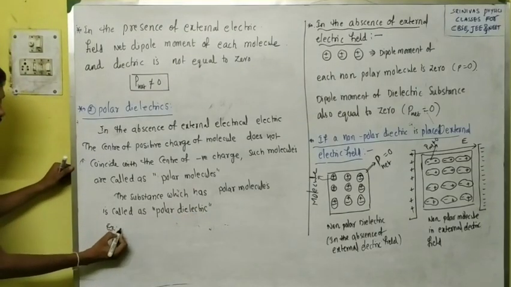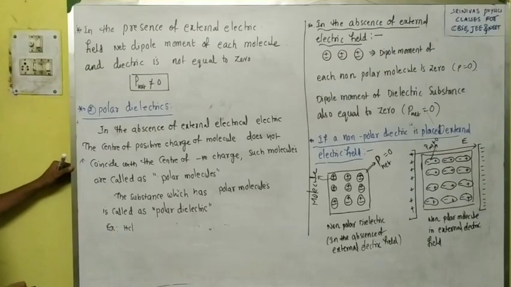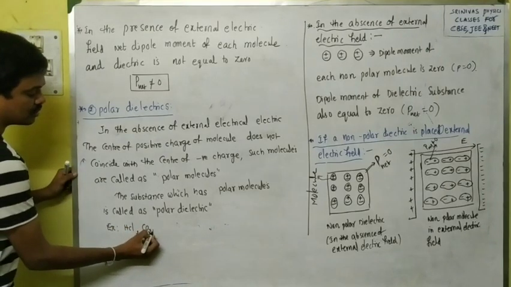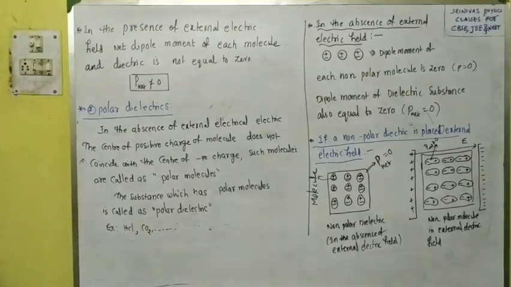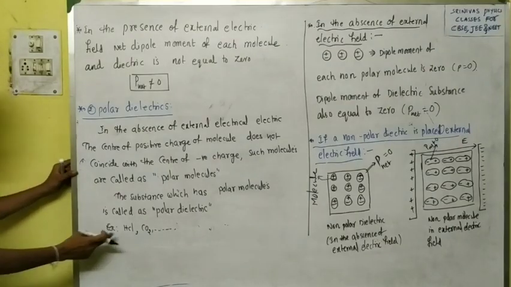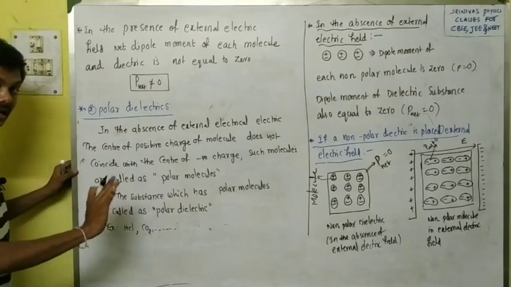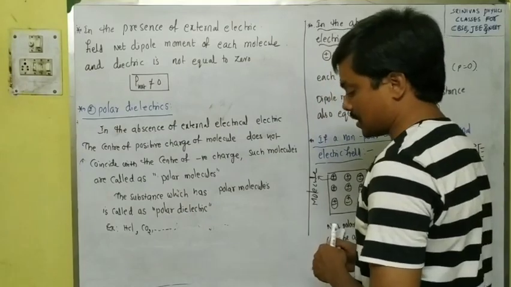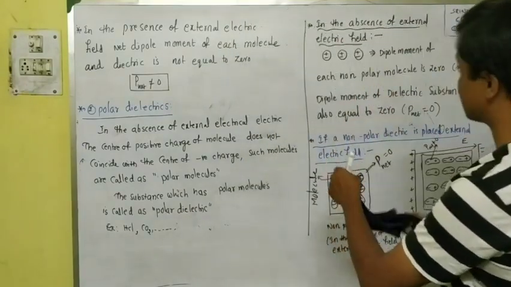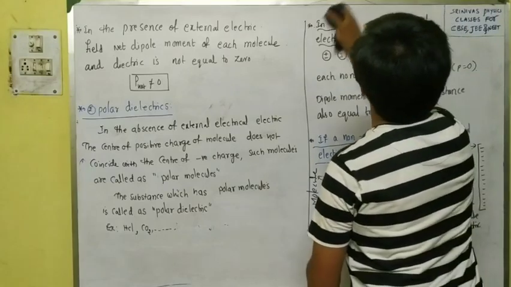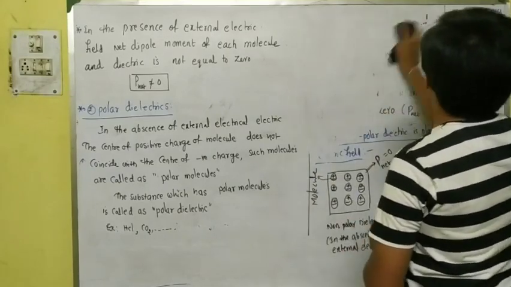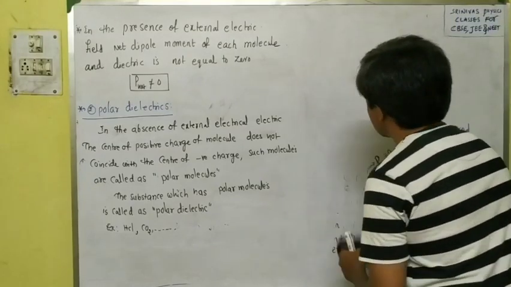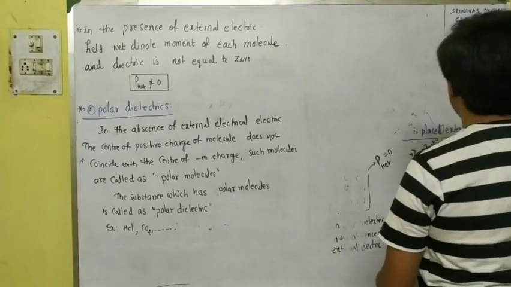Example for the polar dielectric molecules: HCl. HCl is the example, and one more example is CO2. These are the examples of polar dielectric molecules. The centers of H and Cl do not coincide with each other. Okay, that means there is some separation between them. And how the diagram will be there, let us discuss. The non-polar molecule we already discussed. Now I am continuing with the polar molecules.